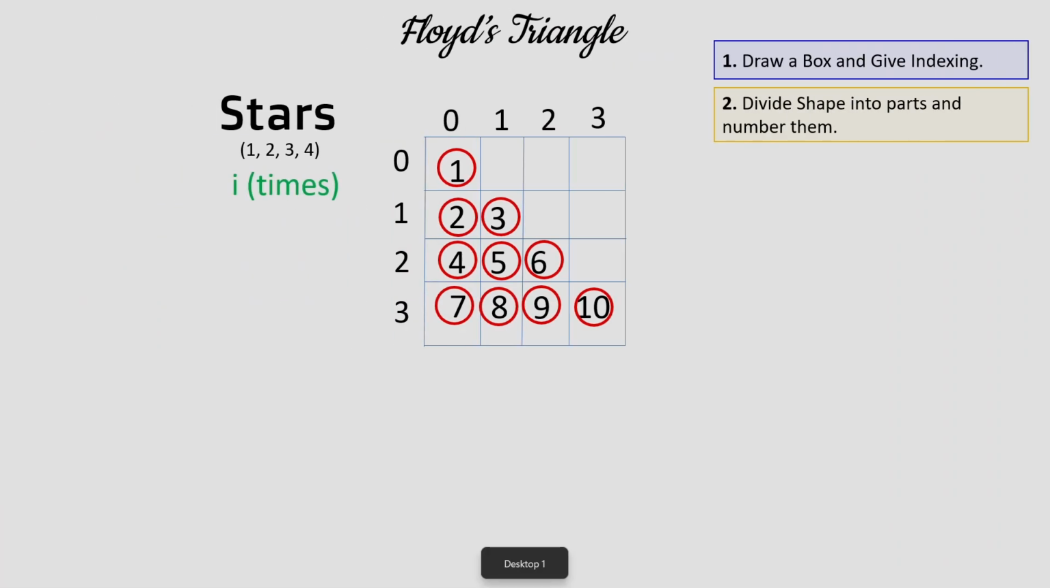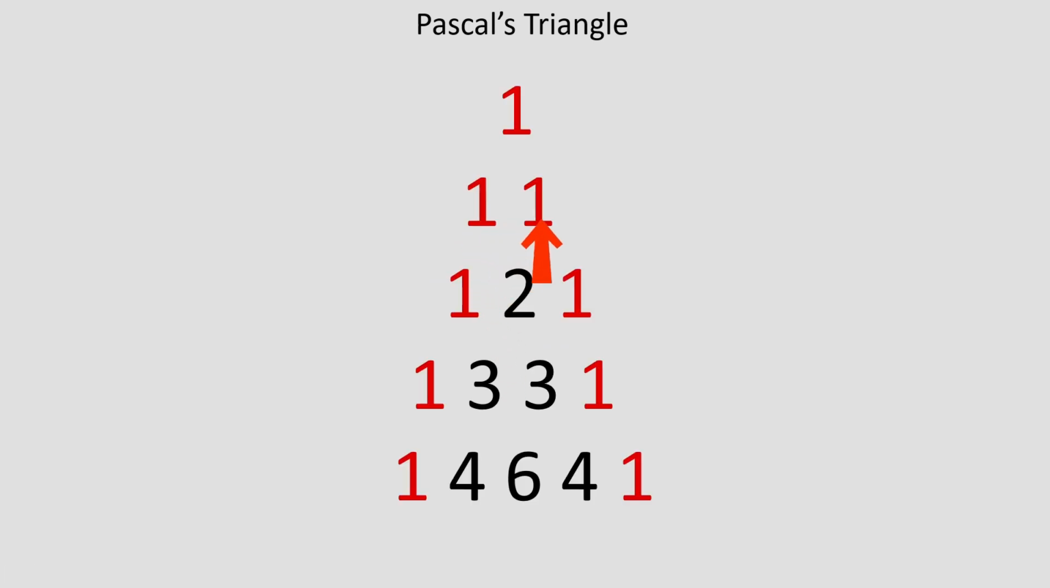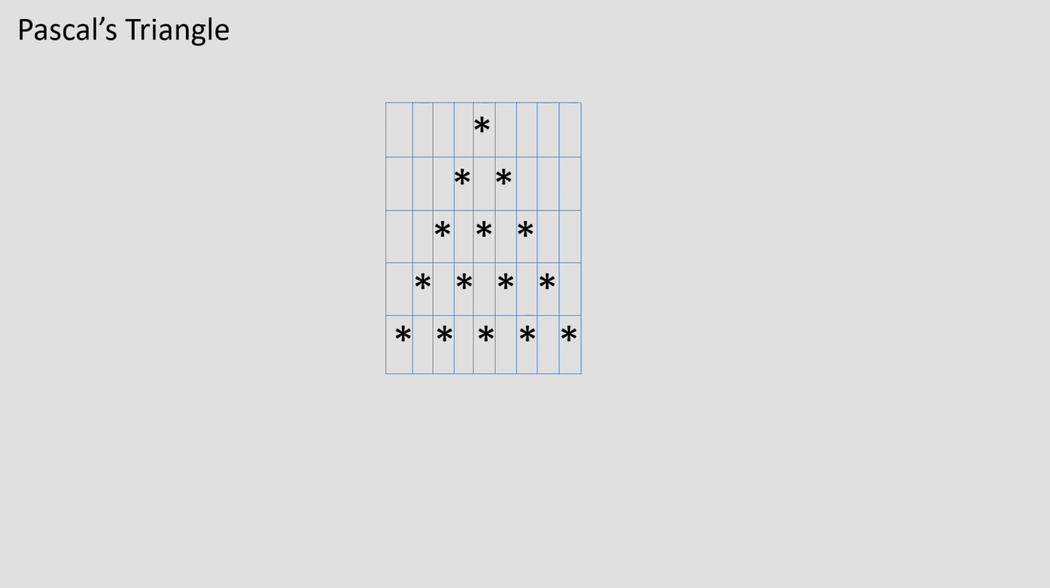Now let's move to something a bit trickier. In Pascal's triangle, each number is the sum of the two numbers directly above it, and the first and the last number of each row are always 1. Firstly, make the structure of the triangle using our trick.